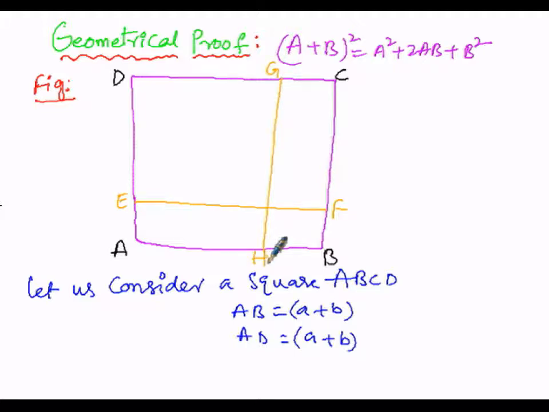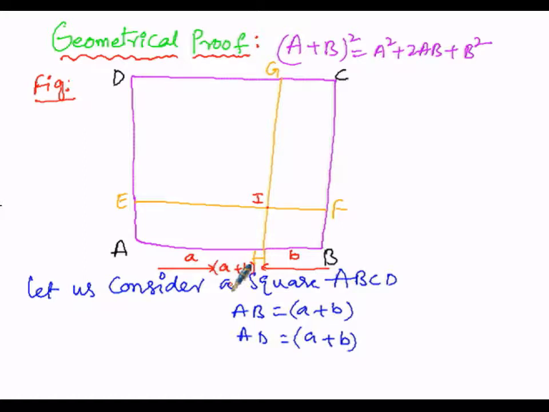Both are intersecting at the point called I. Now here, since AB is of length A plus B, I want to assume AH as A units and HB as B units. So overall the length of AB will be A plus B, that is AH plus HB, that is A plus B.